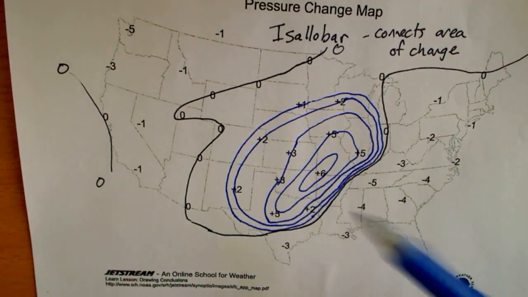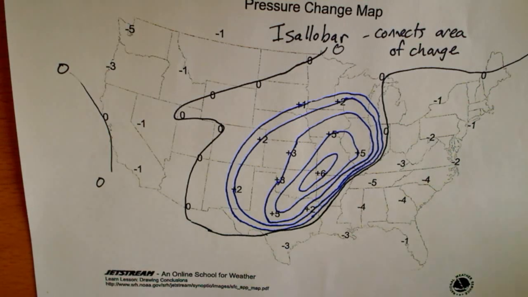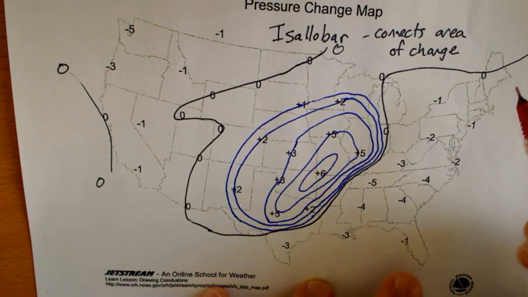Interesting. Okay, so let's do our negatives now. So that was all pressures rising. Now let's look at the pressures dropping. So let's do the same thing. This time I'm going to use red, because red is where we have low pressure, where it's warm. Let's start with negative 1.